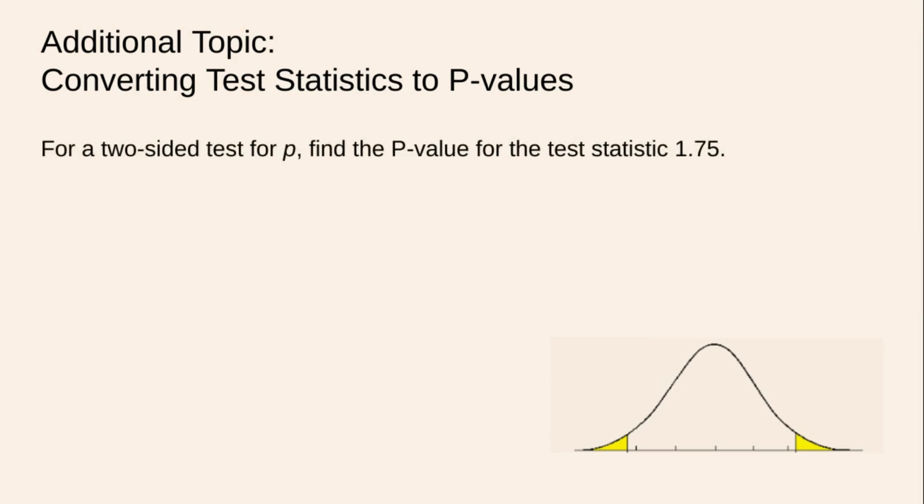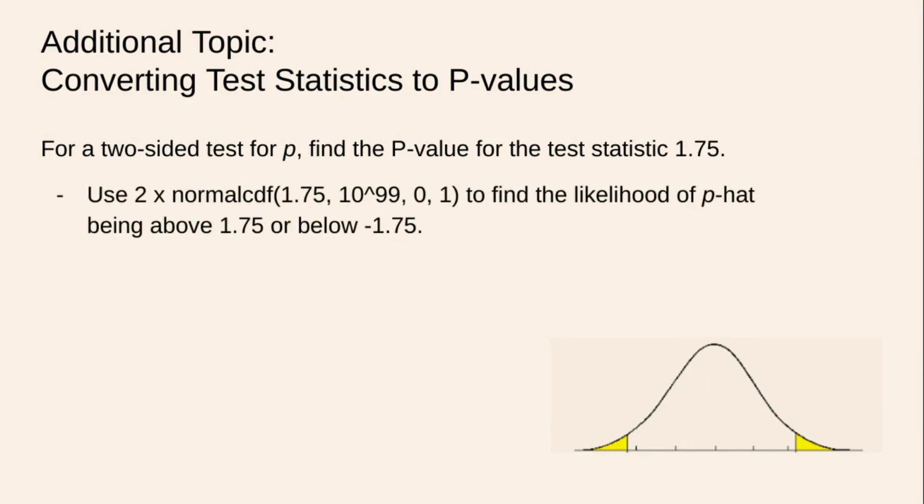For a two-sided test for p, we're going to find the p-value for a test statistic of positive 1.75, which means we'd be finding the area of being, this is not to scale, of course, we're past 2 standard deviations on this curve, but just go with it, being at or past 1.75 on the right and being at or past negative 1.75 on the left, right? That's what we're going to need to compute.